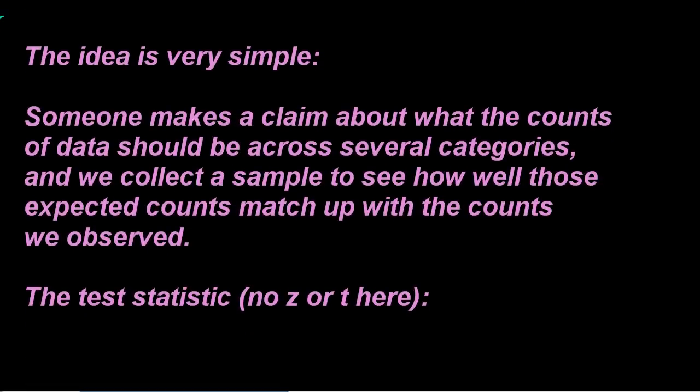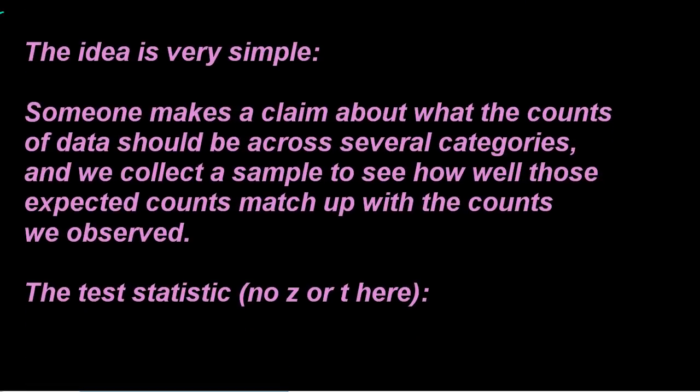Alright, so the idea is very simple. Somebody makes a claim about what the counts of data should be across several categories. And we collect a sample to see how well those expected counts match up with the counts that we observe. And the test statistic we're going to use here, we're not going to use z, we're not going to use t. Remember, z is for proportions, t is for means. Well, we're not using proportions or means.